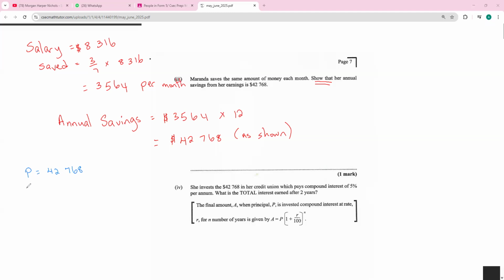The rate, they told us the rate is 5%. So the principal is always the money. The rate is the percentage. Right? So that will be 5% per annum. N is going to be the number of years or the time. And remember, the time would always be in years. So if it's not in years, it means.